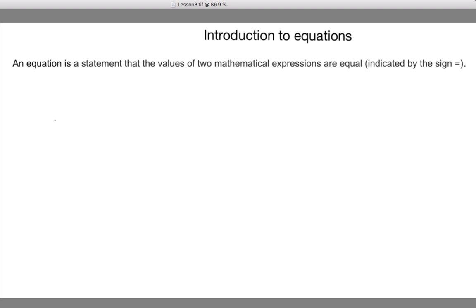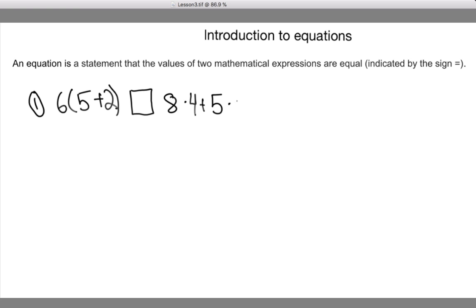Right now, I'm just going to show you guys how to visualize how equations work. So I have two examples to start off. Let's mark this with number 1. Suppose we're given the equation 6 times (5 + 2), and then a box, 8 times 4 plus 5 times 2.